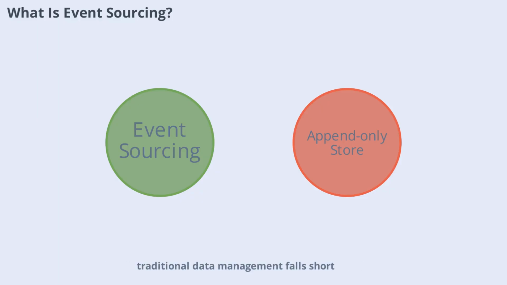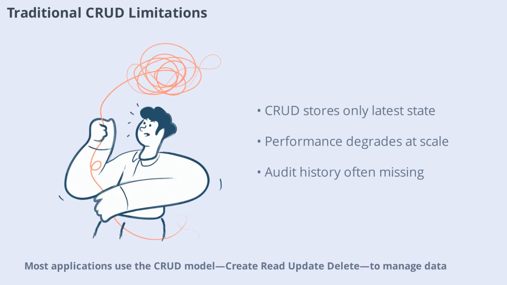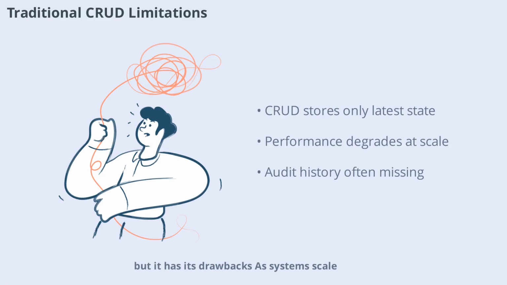data management falls short. Most applications use the CRUD model, create, read, update, delete, to manage data. This approach is simple and effective for many scenarios, but it has its drawbacks. As systems scale, performance can degrade due to resource contention and locking. CRUD systems are synchronous, so updates can block other operations, leading to bottlenecks and higher latency. Additionally, CRUD only stores the latest state, so unless you implement a separate audit log, you lose the history of changes. These limitations become more pronounced as your application grows or requires higher reliability and traceability.